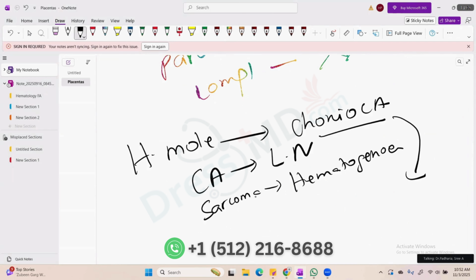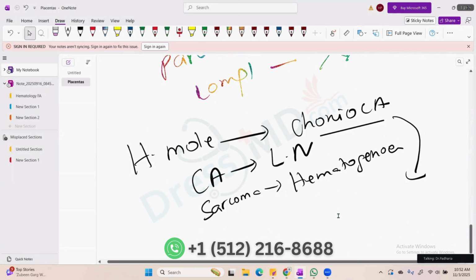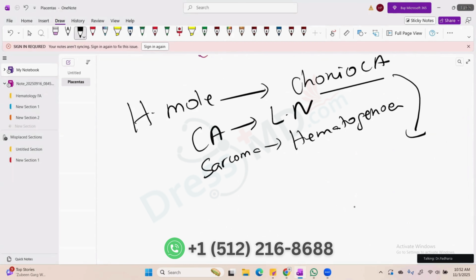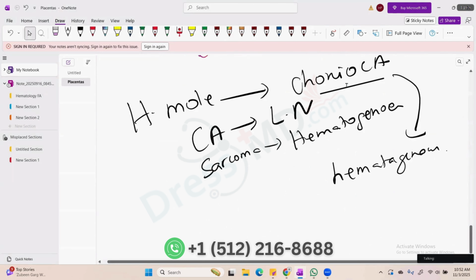So choriocarcinoma, though it is a carcinoma, does not metastasize to lymph nodes. Choriocarcinoma metastasizes hematogenously, it's one of the few. Did you get it straight? Yes, doctor. Okay, so choriocarcinoma metastasizes by the hematogenous route.